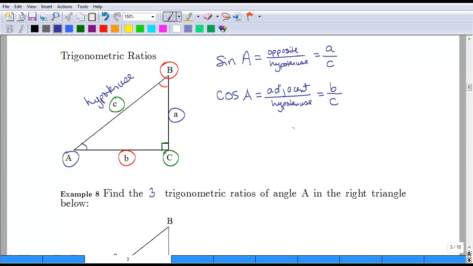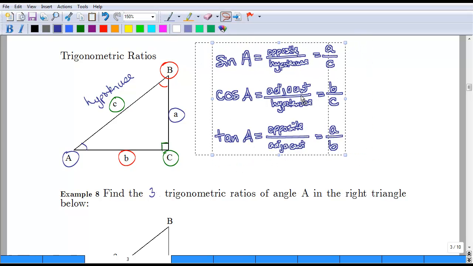Hypotenuse is still C. The third main trig ratio is the tangent of A, and this is the ratio of the opposite side divided by the adjacent side. So in this case, opposite to A is A, and adjacent to angle A is B. Now, as I mentioned, it is very important that we distinguish which angle we are looking at.